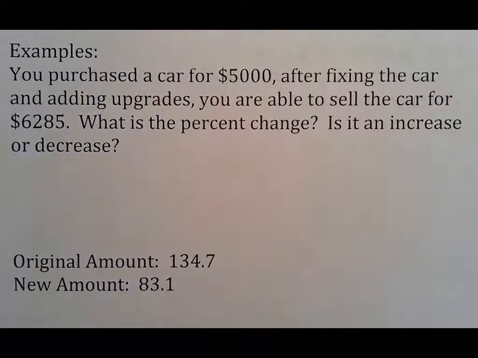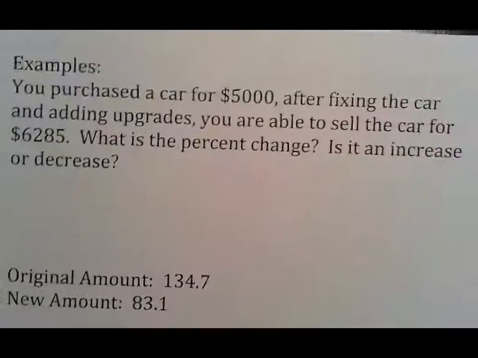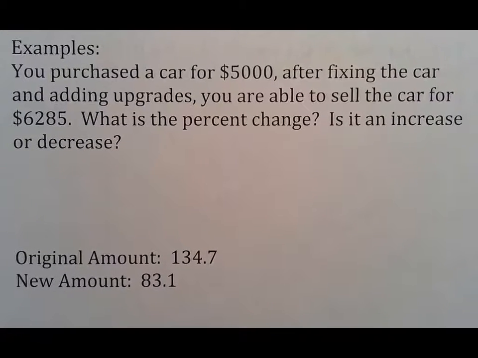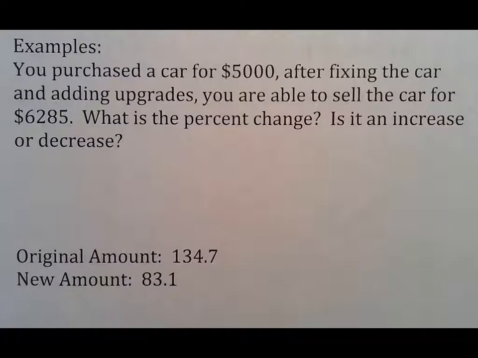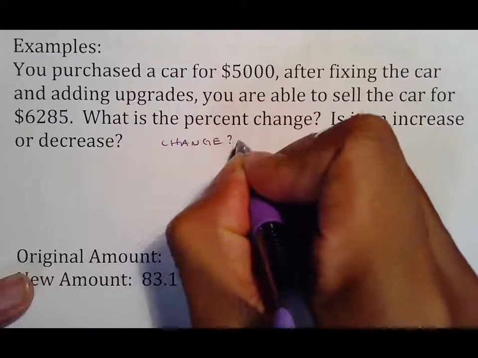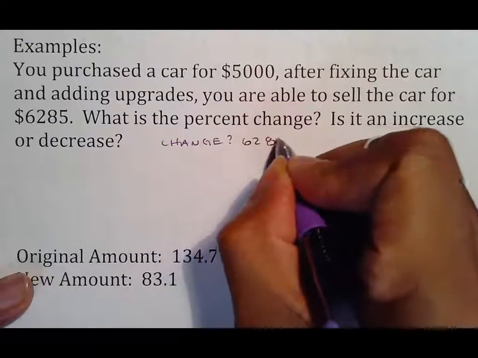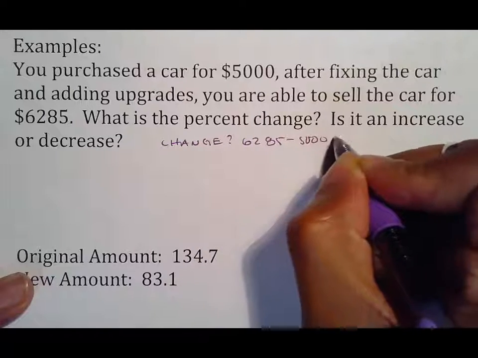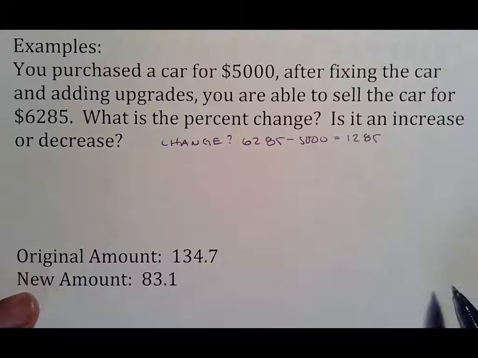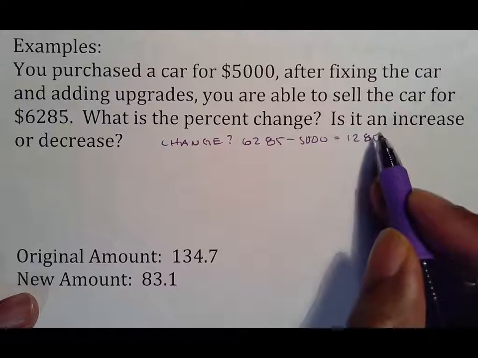So the examples you're going to see are going to be word problems and just basic problems here. You purchased a car for $5,000. After fixing the car and adding upgrades, you were able to sell it for $6,285. What is the percent change? Is it an increase or a decrease? Once again, first thing you have to do is figure out how much it changed. And that is by doing 6285 minus 5,000, which should be 1,285. That is your change. But remember, we need change over original.